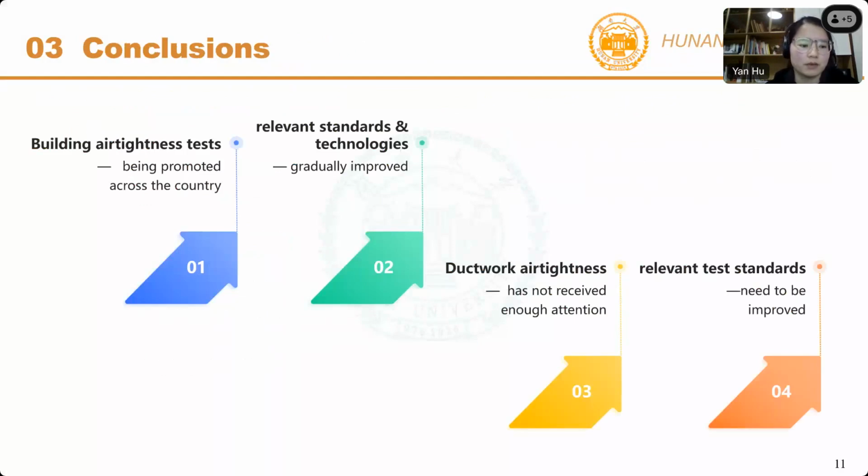At last, we can make a summation. The airtightness tests for building are being promoted across China, as evidenced by the fact that there are more tests in the southern regions of China than before. And the second, the relevant standards and the technologies about the building airtightness are gradually improved, and the construction process of workers is also better supervised.